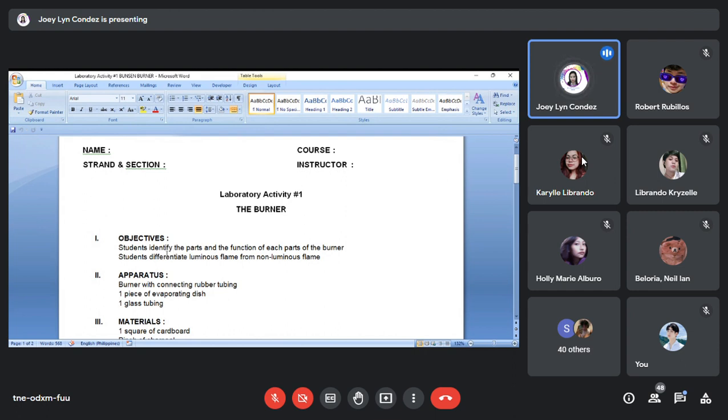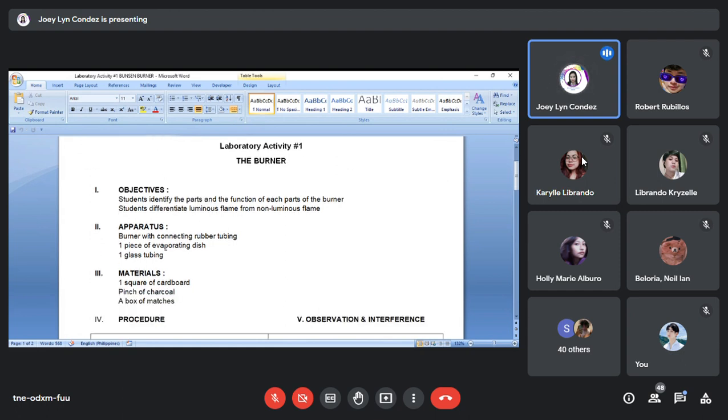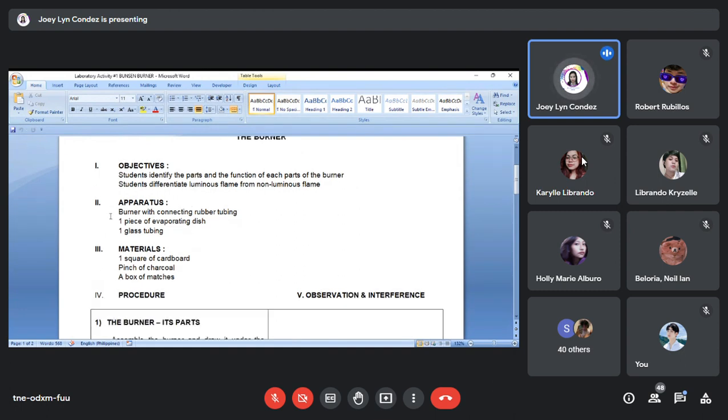We need to know first how to make use of these apparatus. Students identify the parts and the function of each part of the burner. Students differentiate luminous flame from non-luminous flame. So please bring a pencil because this includes drawing, and also a pen. It has some questions that you need to answer. Once you're already in the chem lab, everyone, please ask for these apparatus and materials from the working student. You can write down in a requisition slip. So ask first for a requisition slip and then write everything, the apparatus and materials.